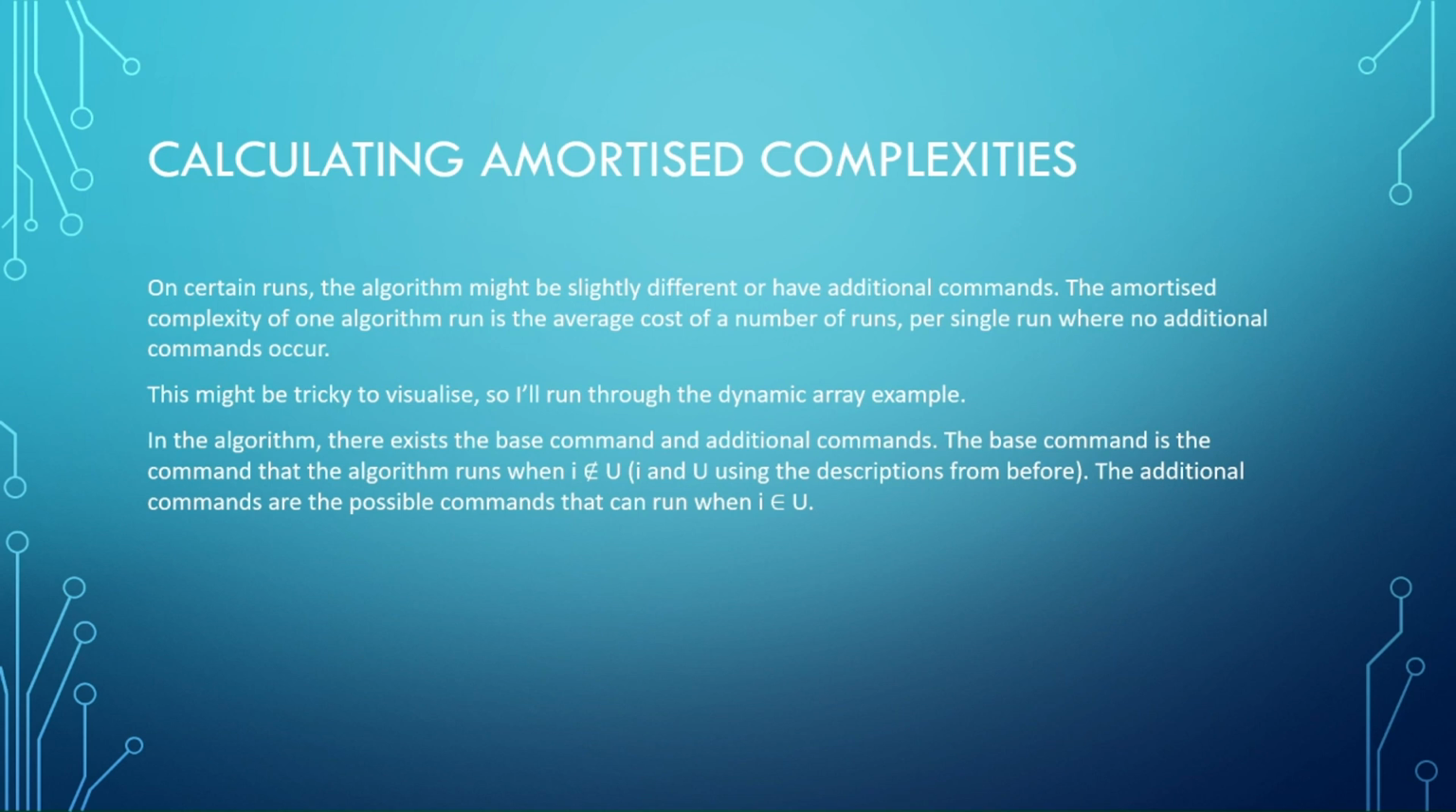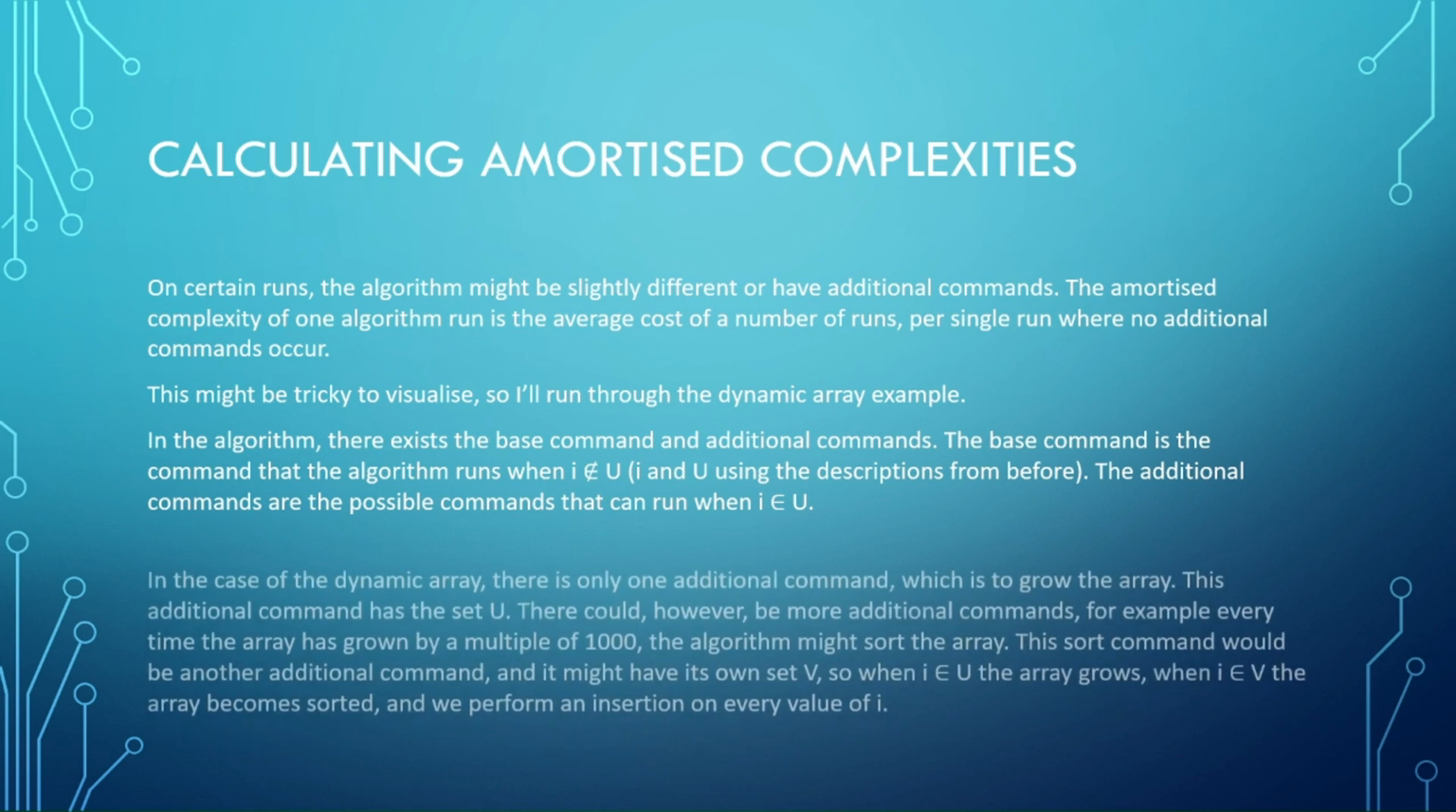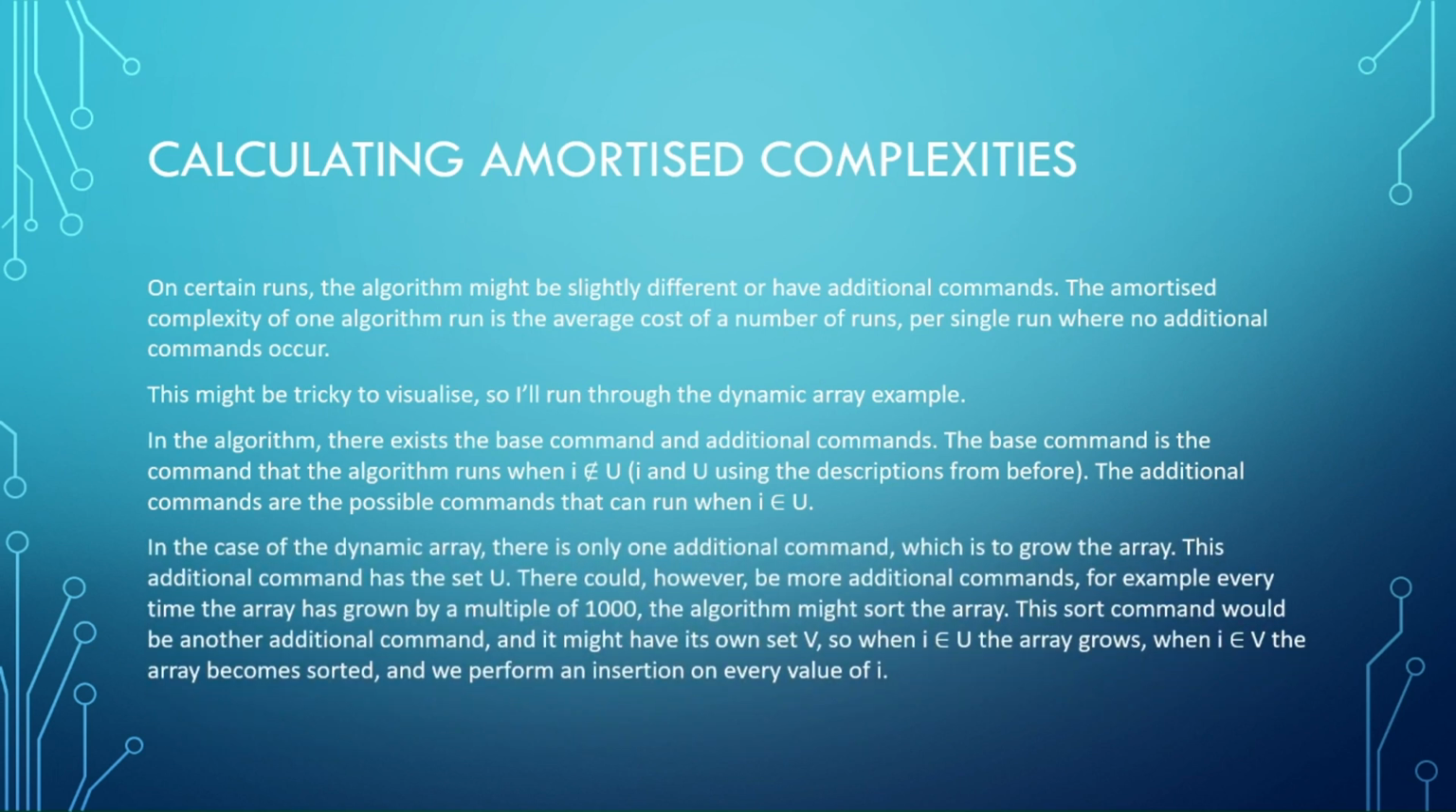So in the algorithm there exists the base command and additional commands. The base command is the command that the algorithm runs when I is not in the set U, using the descriptions from before. So for example, it might be inserting into the array. The additional commands are the possible commands that can run when I is in the set U. That might be growing the array if it's full, for example. In the case of the dynamic array, there is only one additional command, which is to grow the array. This additional command has the set U, let's say. There could, however, be more additional commands.